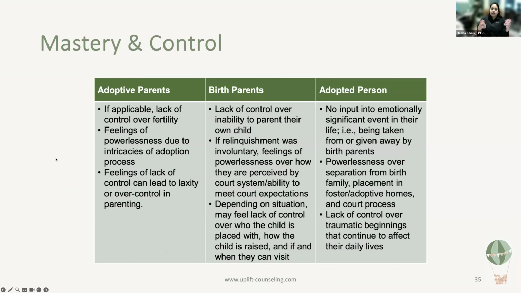And then mastery and control, where I feel like I have a handle on things. As an adoptive parent, there may have been themes or moments where they felt like things were happening that were beyond their control. So how have they restored that control in their lives? What work have they done in restoring that, right? Same for birth parents, lack of control over the inability to parent their own child. Again, with the dark history that America has with adoption, how much control did birth parents have in this process?